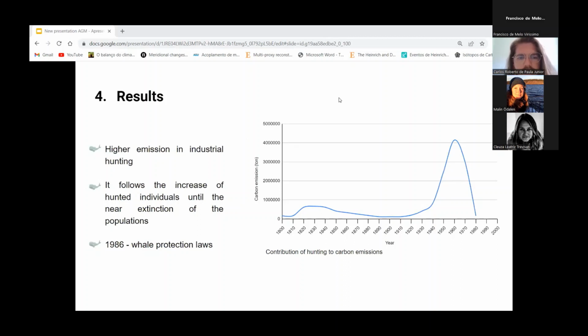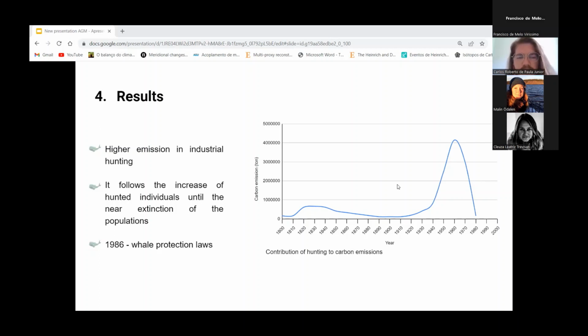So the emission per individual hunted is directly proportional to the number of individuals hunted, as expected, with a higher peak during the industrial hunting here, with an emission of 4 million tons of carbon, then with a rapid decrease tending to zero, resulting from the impact of protection laws around the world. These are the first results of the project, which is still in progress.